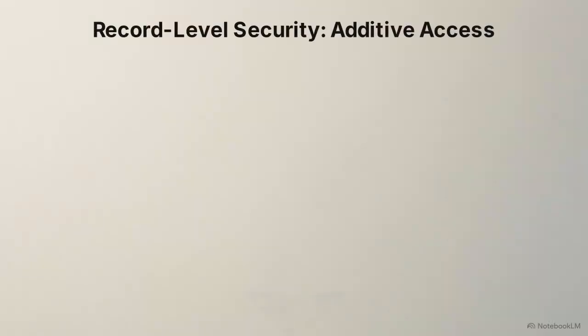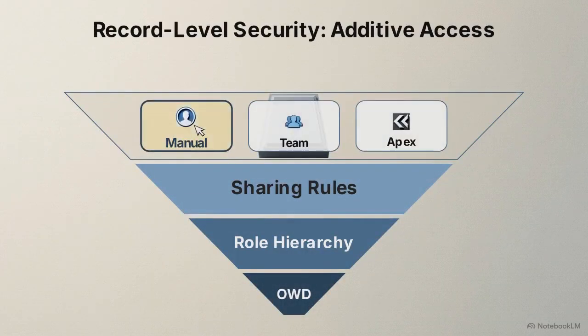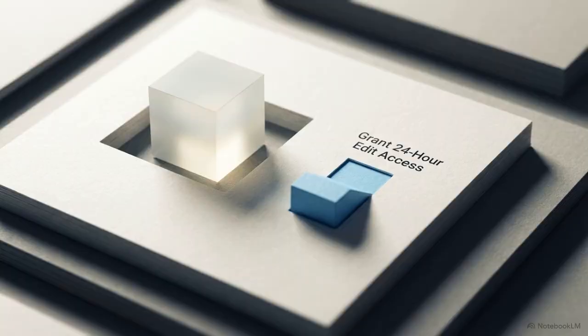The final architecture layer accounts for targeted, situational access. Manual sharing provides user-driven intervention for immediate, one-off grants. Team sharing is used for complex parent objects, like accounts and opportunities. Finally, Apex Managed Sharing uses custom code to grant access when structural rules cannot. These tools handle edge cases, preventing architects from altering global structural rules to solve localized problems.